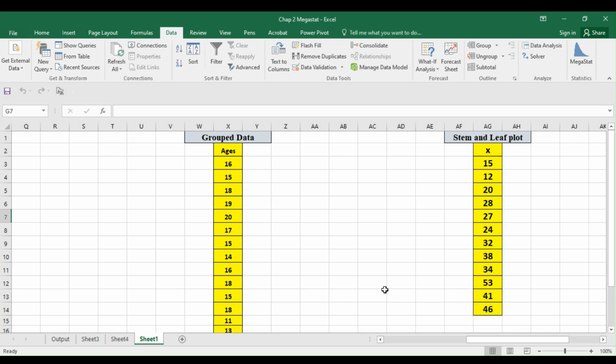Bismillah ar-Rahman ar-Rahim. Students, we are going to study group frequency distribution today. This data is not grouped, this is discrete, but we have to make a group frequency distribution using this data.